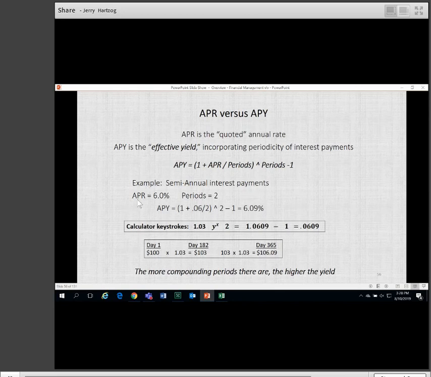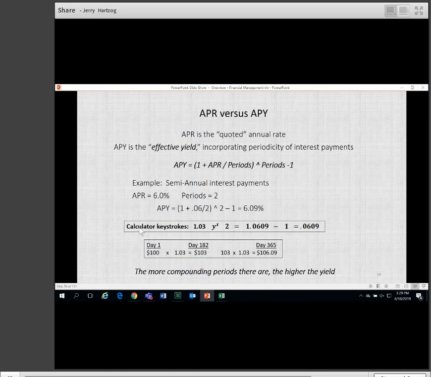Well, let's look at an example. Suppose we have 6% APR and it's semi-annual, so there are 2 payments per year. So the formula would tell us, we would say 1 plus 0.06 divided by 2, raised to the second power, minus 1 gives us 6.09%.